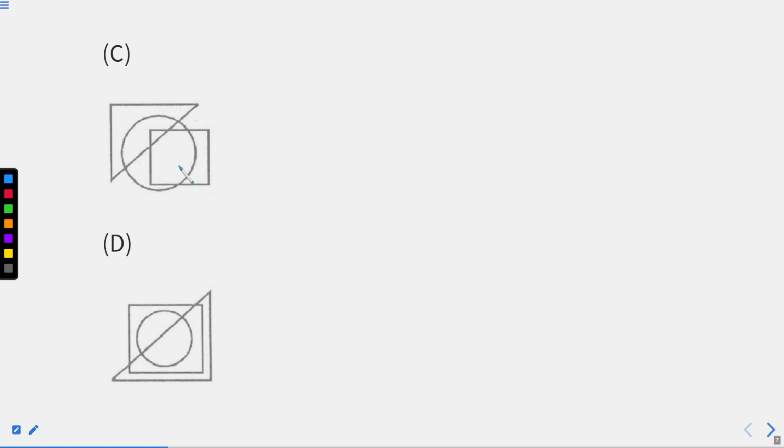Now we'll check for this part. Now we need a common area between circle and triangle, right? So the common area that we came across is this, and this also excludes the square. So if we place a dot here, this satisfies the question condition, right? So eventually this becomes our answer, right?